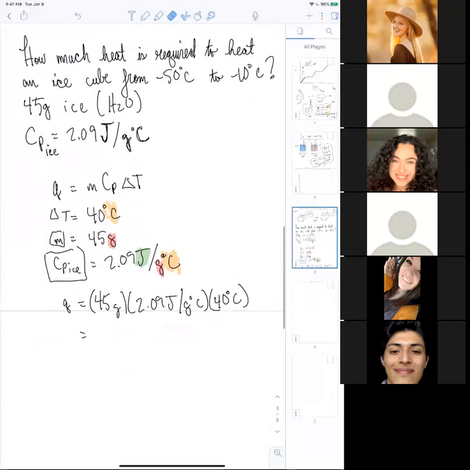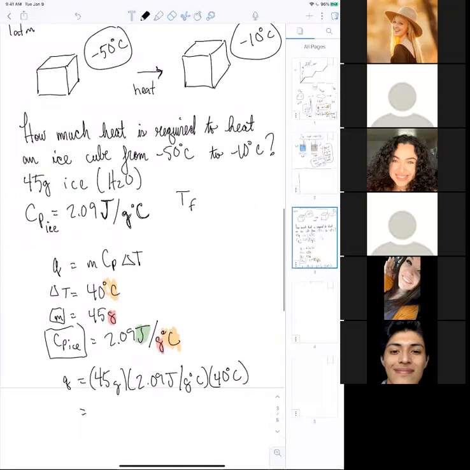Let's just get rid of that. What's our final temperature here? It's minus 10 degrees Celsius, because I'm going from minus 50 to minus 10. T sub F equals minus 10 degrees Celsius. What's the initial temperature? That's going to be minus 50. So I'm just subtracting those two. T sub F minus T sub I is equal to minus 10 minus minus 50. I lost my units on there. But this ends up being a plus, and then we end up getting 40 degrees Celsius.